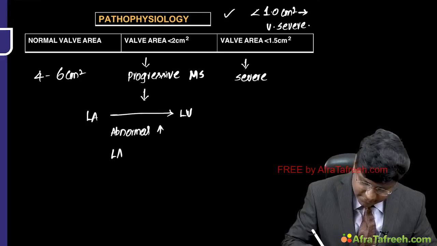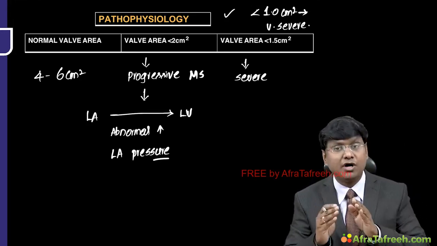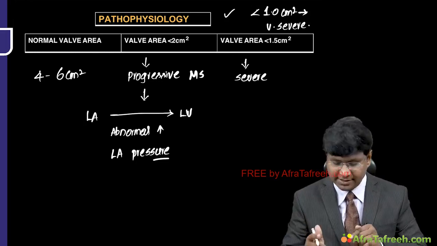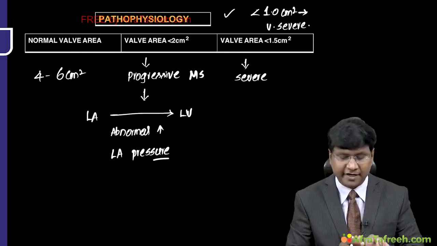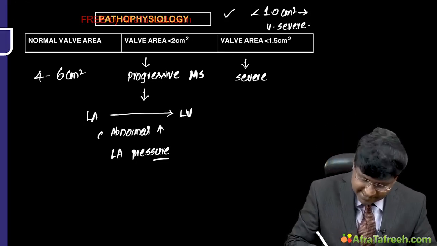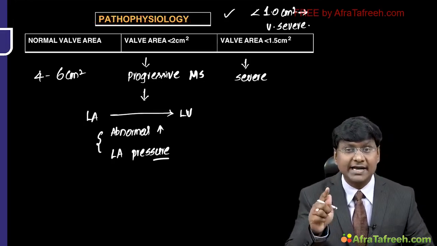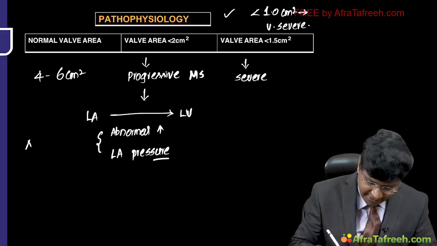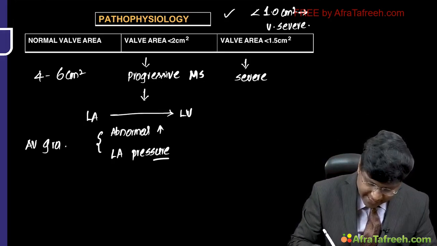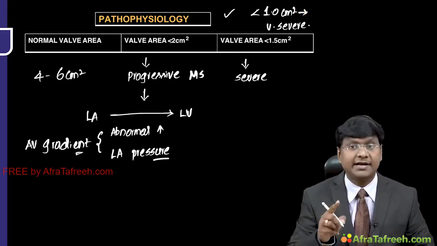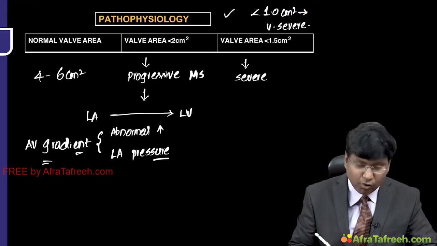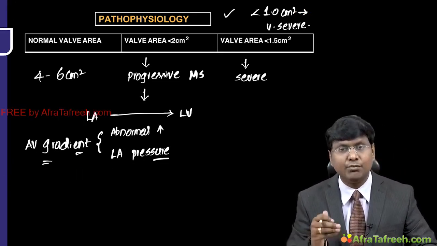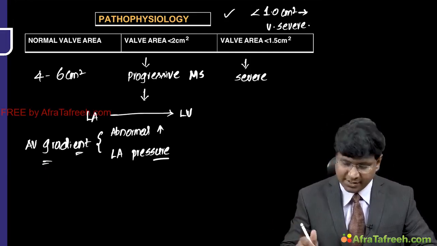There should be abnormal increase in the left atrial pressure gradient, and that abnormal increase in the left atrial pressure is the one which will push the blood from the left atrium to the left ventricle. So, this increased left atrial pressure will create a gradient, and that we call atrioventricular gradient. And the development of this atrioventricular gradient is the hallmark of the hemodynamics in case of the mitral stenosis. So, more and more is the atrioventricular gradient, more and more severe is your mitral stenosis.